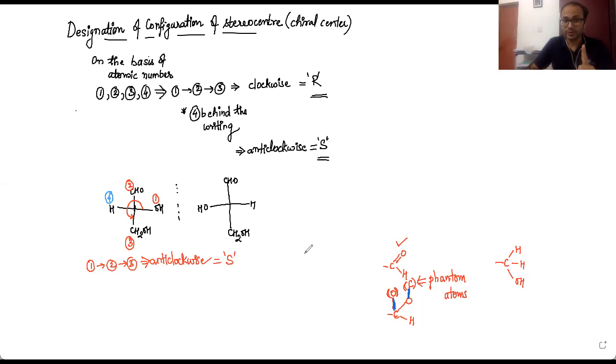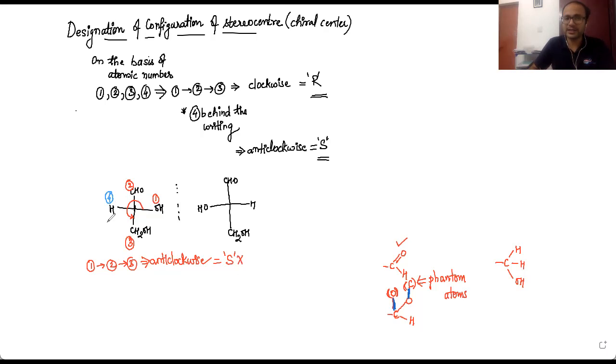Now we forgot one thing: before checking the sense of direction, we have to make sure our fourth group is behind the plane, the writing plane. If we know about the Fischer projection, I told you before, the vertical bonds are the bonds that are behind the plane, while the horizontal bonds are the ones that are above the plane. So our fourth group right now is above the plane. That means the sense of direction that I have chosen will give me a wrong configuration.